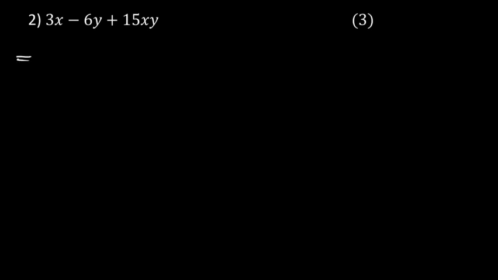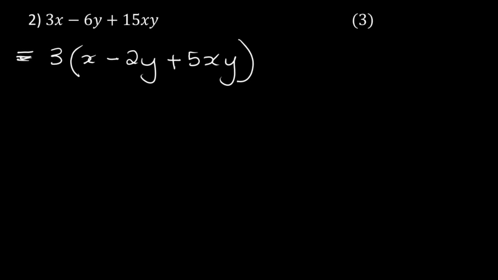Okay, let's look at number 2. We have 3x minus 6y plus 15xy. The only thing that we can take out here is 3, and then we'll be left with x minus 2y plus 5xy. Guys, there's nothing common that we can take out further, so this would be our answer.